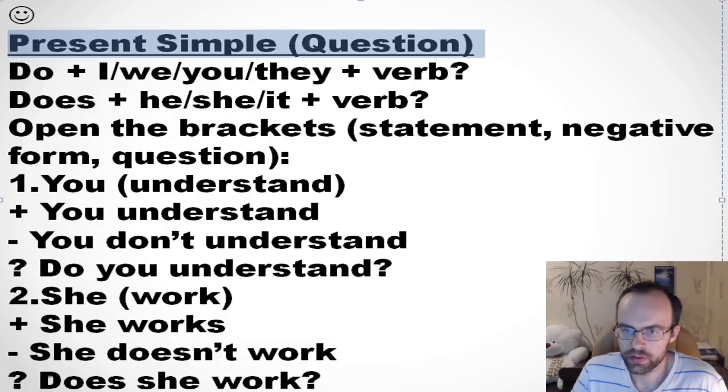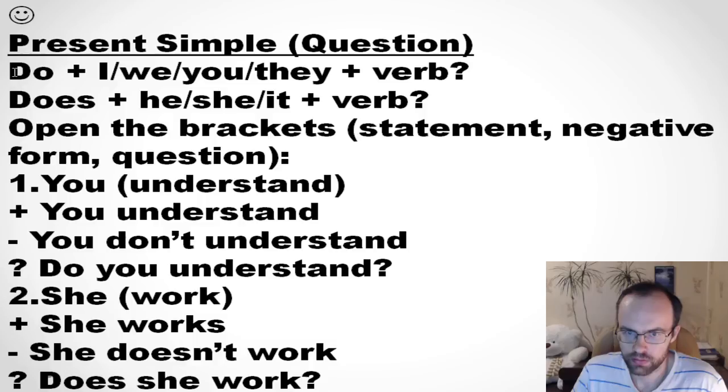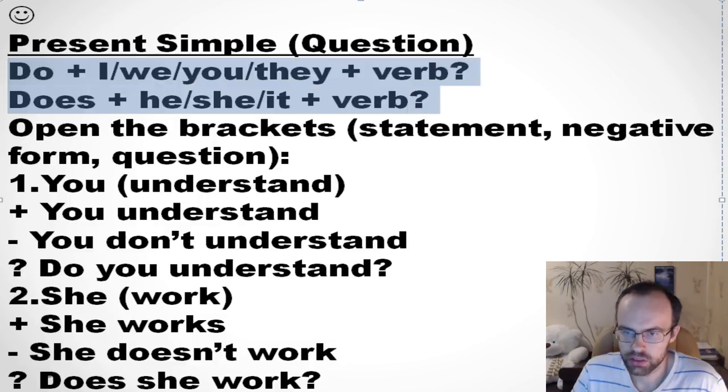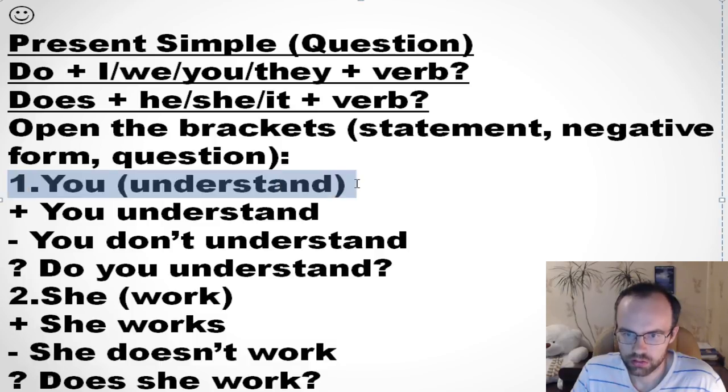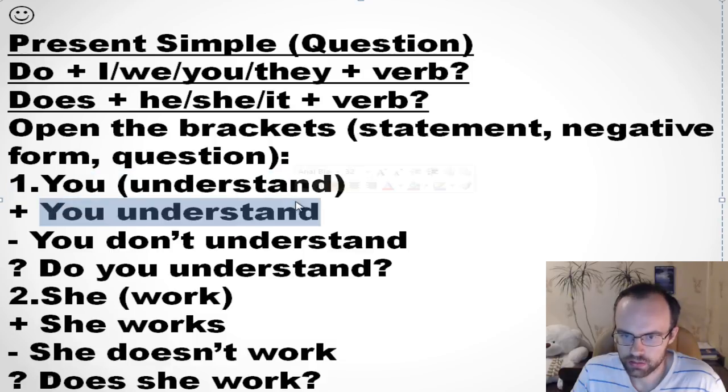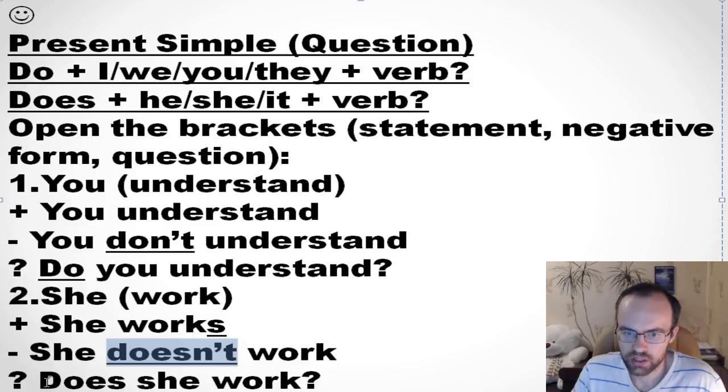Okay. Present simple question. Do I, we, you, they plus verb? Does he, she, it plus verb? Open the brackets. Statement, negative form, question. Okay. You understand. You don't understand. Do you understand? She works. She doesn't work. Does she work? Okay.